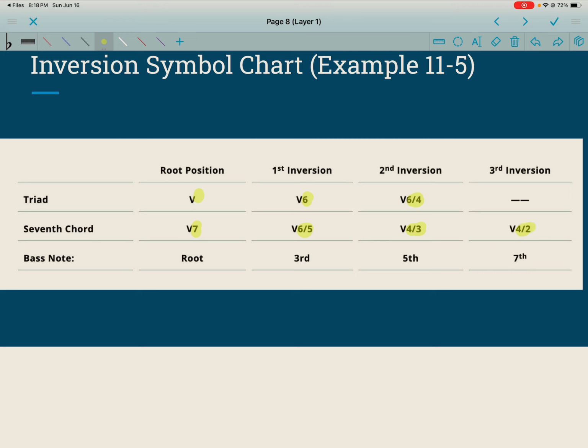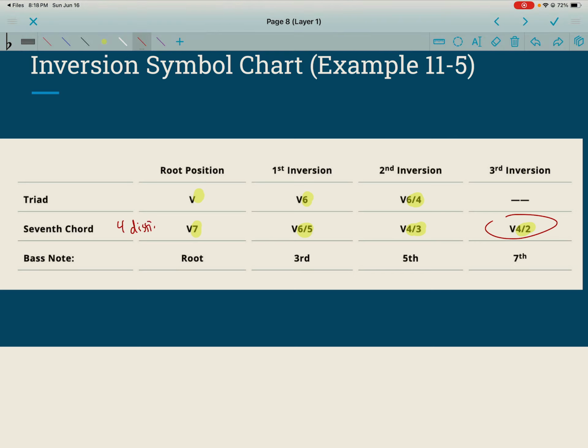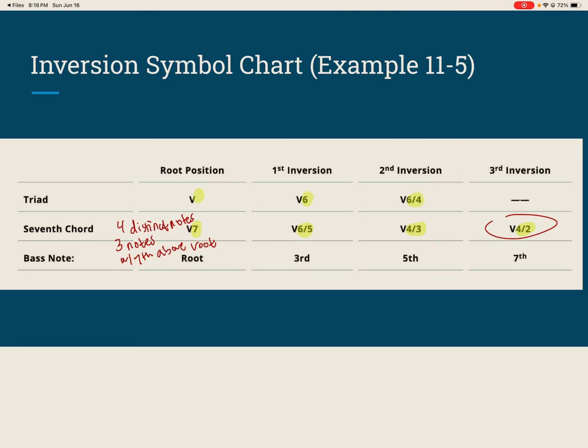Another thing to stress is that with third inversion, there is no third inversion for triads. Third inversion only exists for 7th chords. I tell my students to take a look at if you have 4 distinct notes, or if one is missing and omitted. If you have 4 distinct notes, then you have a 7th chord. If you have 3 notes, but you have a 7th above the root, then you have a 7th chord as well. So those are 2 different ways to notice the 7th chord. And you have slightly different Arabic numerals for that.